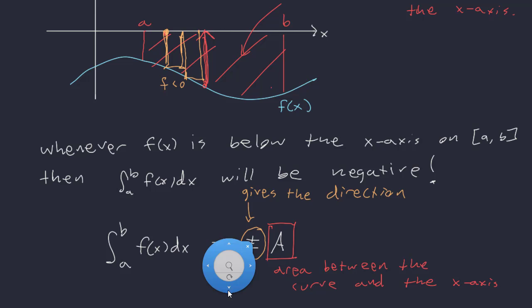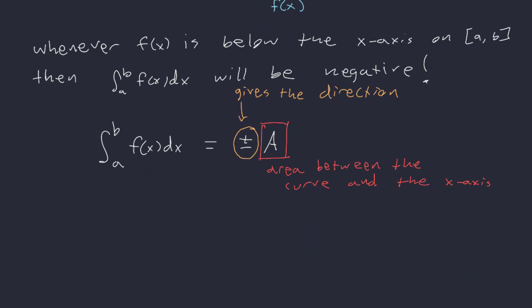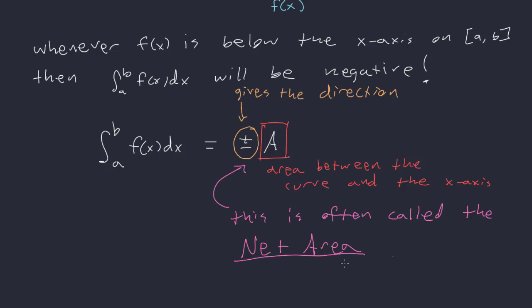Okay, so that's what that is all about, and this is often called the net area, to distinguish it from just area. Right? So the net area incorporates negatives, while total area or standard area does not. So net area includes negatives.